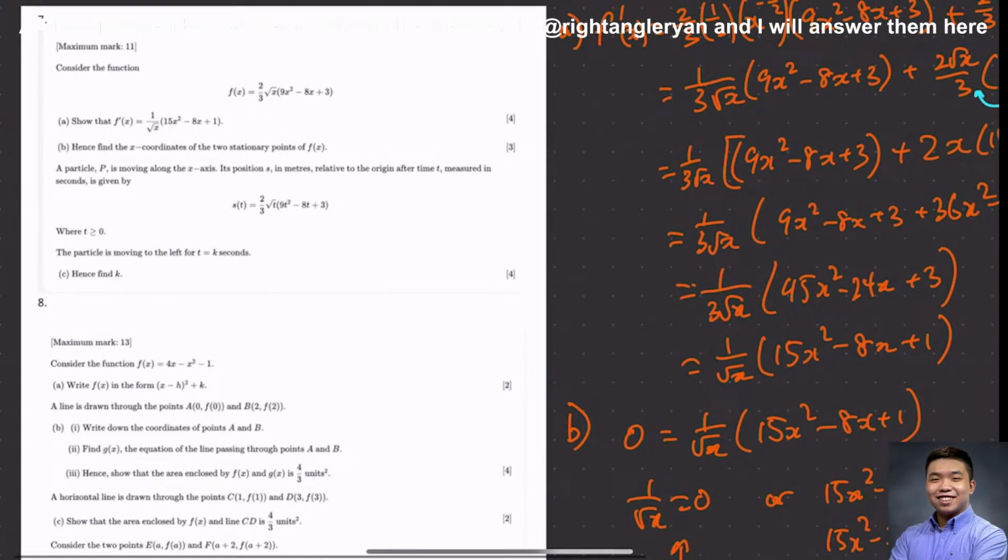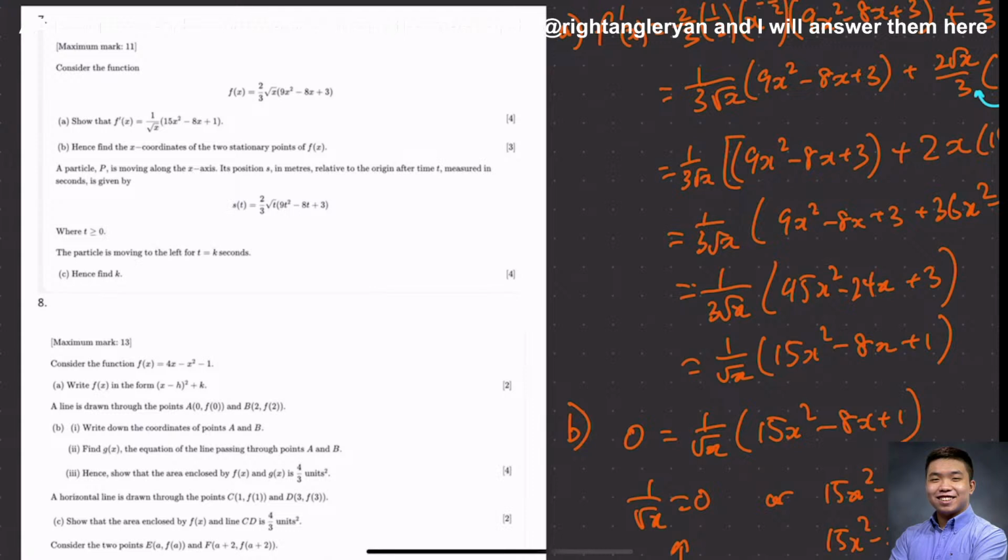Part C. A particle P is moving along the x-axis. Its position s in meters relative to the origin, after time t measured in seconds, is given by that, where t is bigger than 0. If the particle is moving to the left for t equals k seconds, moving along the x-axis. Did they define what is positive? I'm assuming positive is to the right.